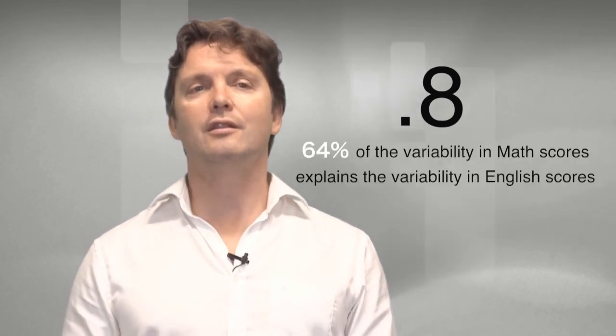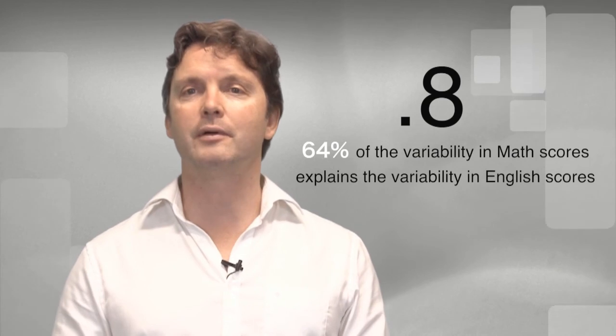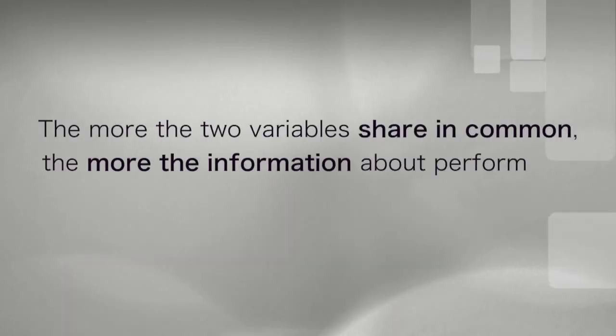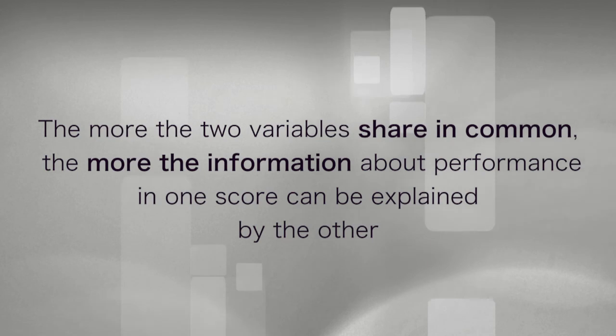So if we find, let's say, a correlation of 0.8, then we can say that 64% of the variability in maths scores explains the variability in English scores. The more that two variables share in common, the more information about performance in one score can be explained by the other. Now, I'll talk more about how to use the Pearson correlation coefficient and the r squared in this lecture and later lectures.